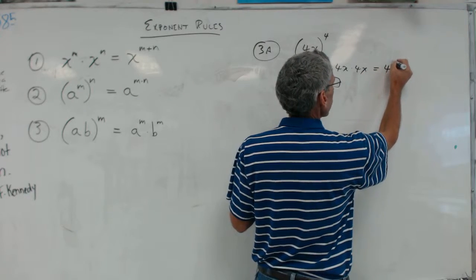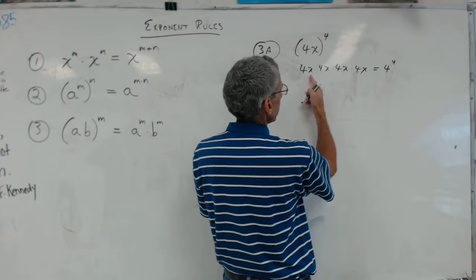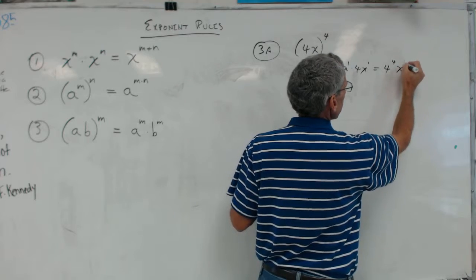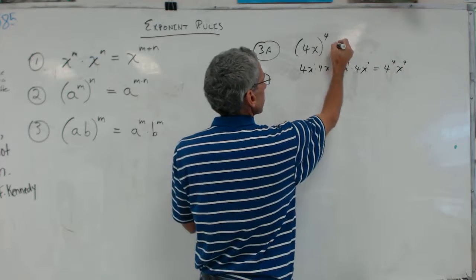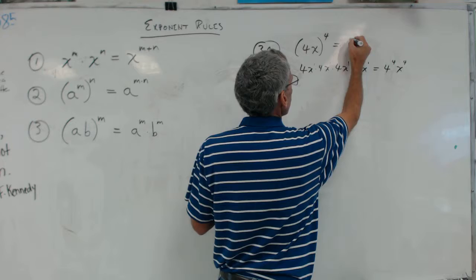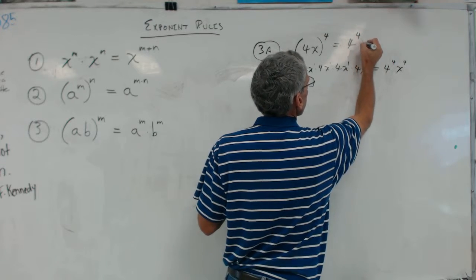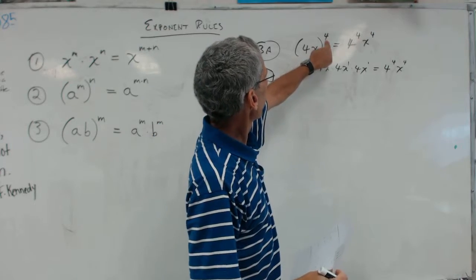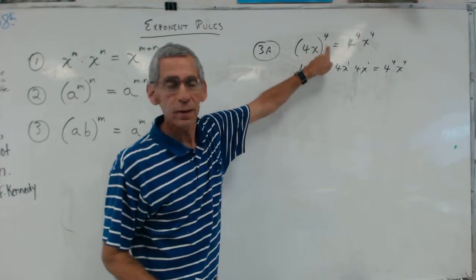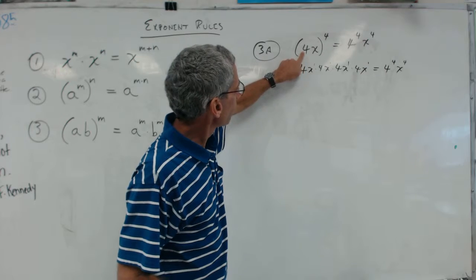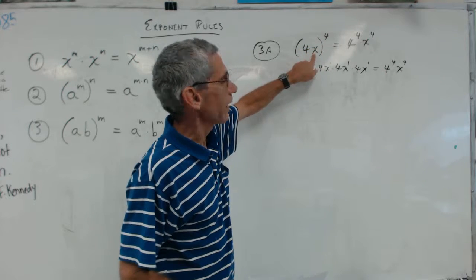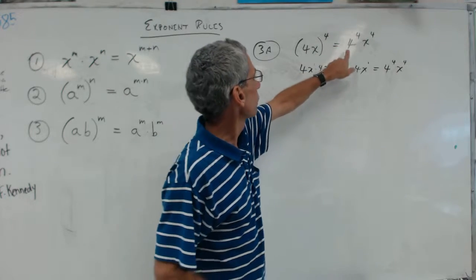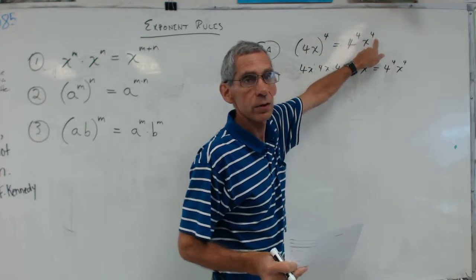I'm going to say 4 to the 4th, and I'm going to say x to the 1, x to the 1, x to the 1, x to the 1, x to the 4th. Right? So look at this. That's interesting. If that's the right answer, notice the pattern. Do you see the pattern? This 4 is next to a parenthesis. I am raising the 4 to the 4th power and the x to the 4th power. You with me? See what I'm doing? So it's just 4 to the 4th, x to the 4th.